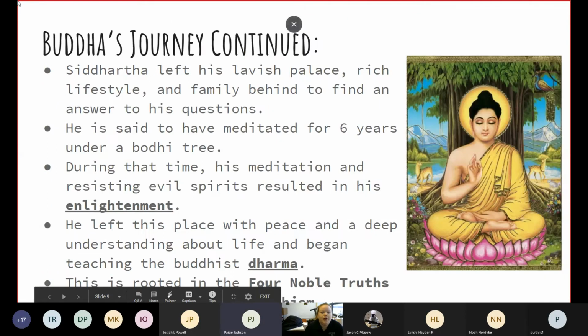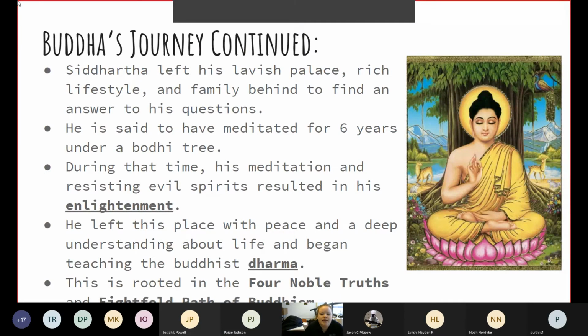All right. So, still talking about his journey, Siddhartha left his lavish palace, rich lifestyle, and family behind to find an answer to his questions. He's said to have meditated for 6 years under a Bodhi tree. During that time, his meditation and resisting evil spirits resulted in his enlightenment. He left this place with peace and a deep understanding about life and began teaching the Buddhist Dharma, slightly different from the Hindu Dharma. This is rooted in the Four Noble Truths and the Eightfold Path of Buddhism. So he leaves his palace to become the Buddha. Essentially, he didn't know he was going to become the Buddha, but to focus on other things and meditate, and he becomes enlightened in the process.